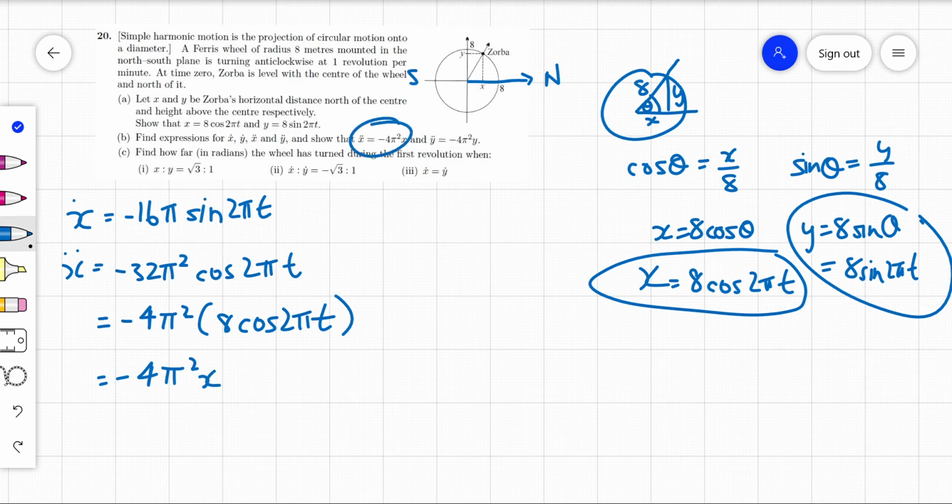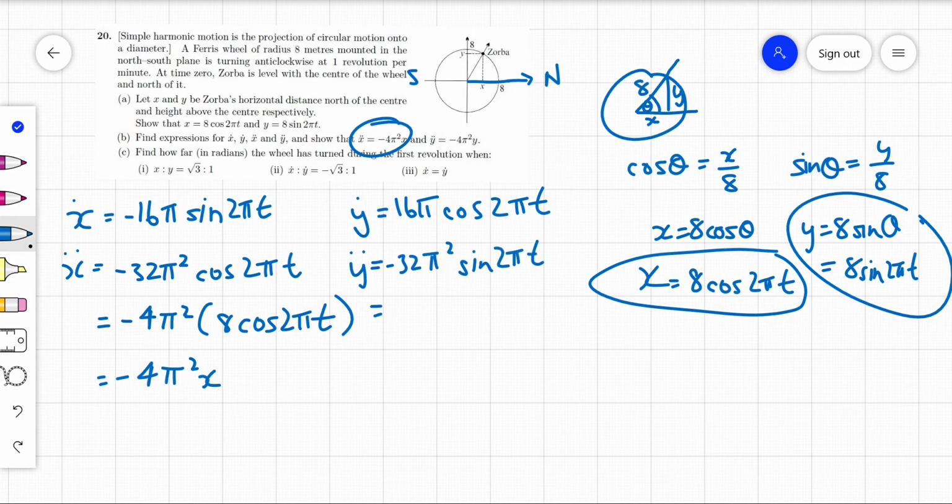All right, so let's do the same for y. So y is 8 sine 2 pi t. So y dot would be 16 pi cos 2 pi t. And y double dot would be minus 32 pi squared sine 2 pi t. So again, we want an 8, so I'm going to factorise by minus 4 pi squared. So I've got an 8 sine 2 pi t, and that gives me minus 4 pi squared y. And that is that equation.